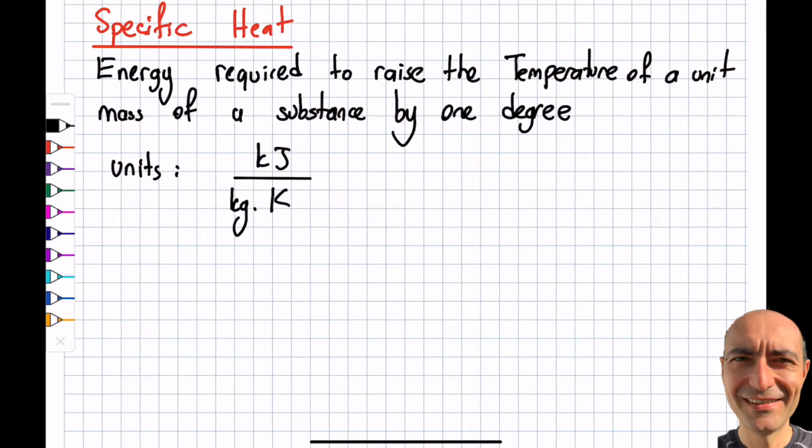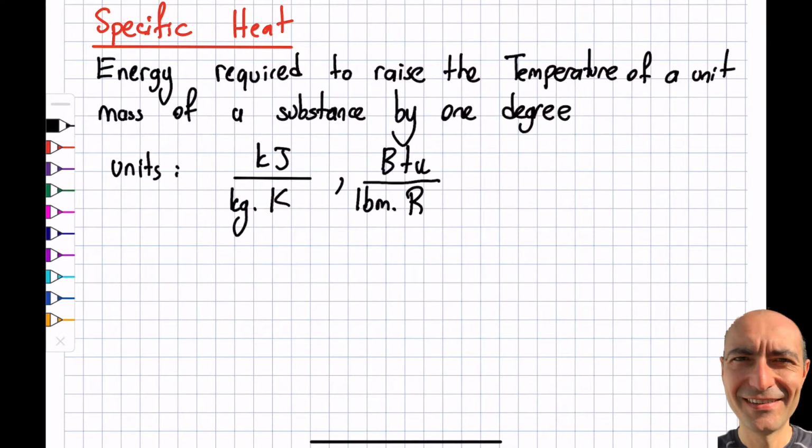I can also make the same argument for the British gravitational, so this is going to be the BTU. As you know, all the tables at the back of our book are listed as a function of BTU, so I'm going to be sticking to that. We have the pound mass, right? That is the unit mass of a substance in British gravitational, times, again, 1 Rankine or 1 Fahrenheit, okay?